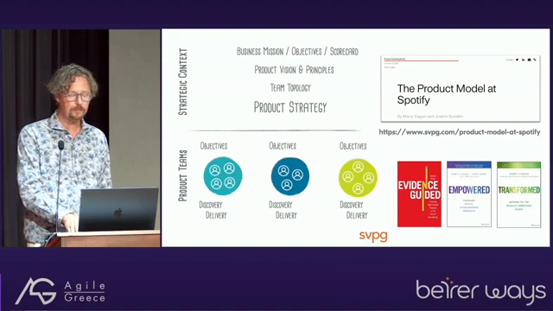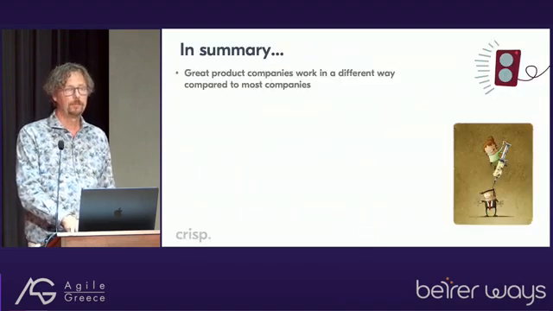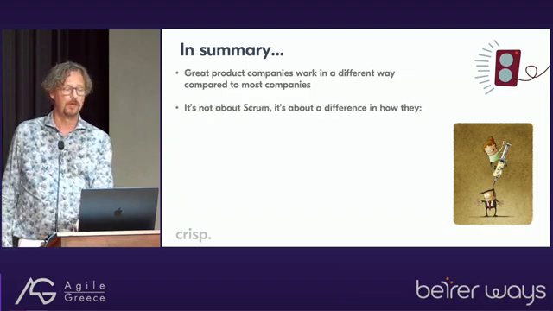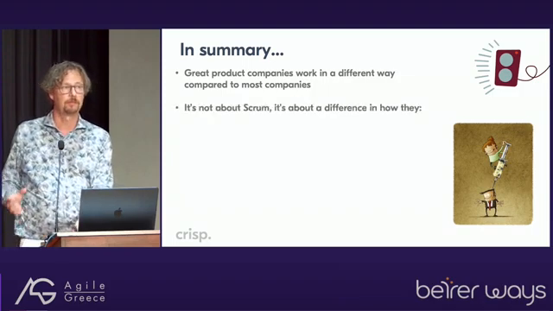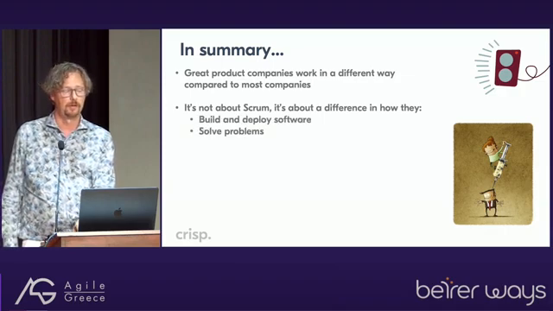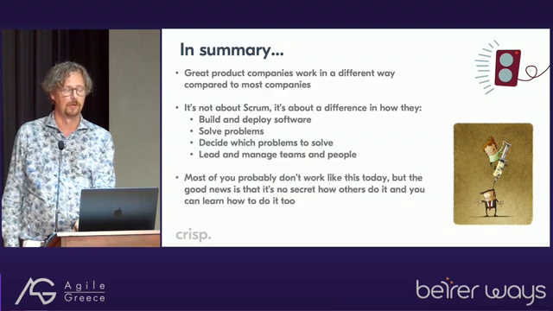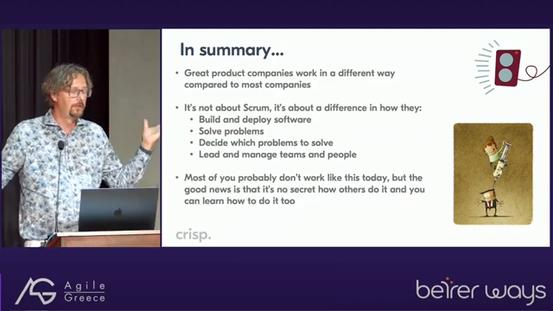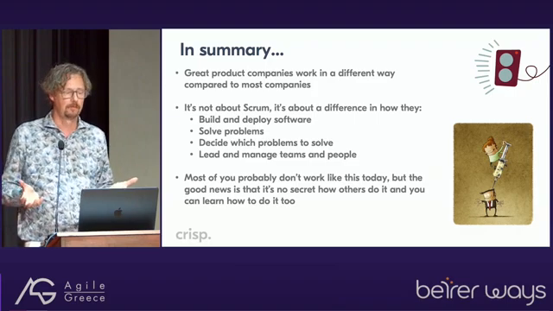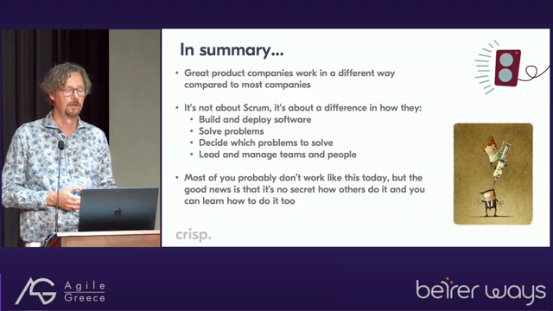So, in summary, great product companies work in a different way compared to most companies. It's not about Scrum or Agile, that's part of it, but it's also a difference in how they build and deploy software, solve problems, decide which problems to solve, lead and manage teams and people. And most of you probably don't work like this today, but the good news is that it's no secret how others do it, and you can learn how to do it too.